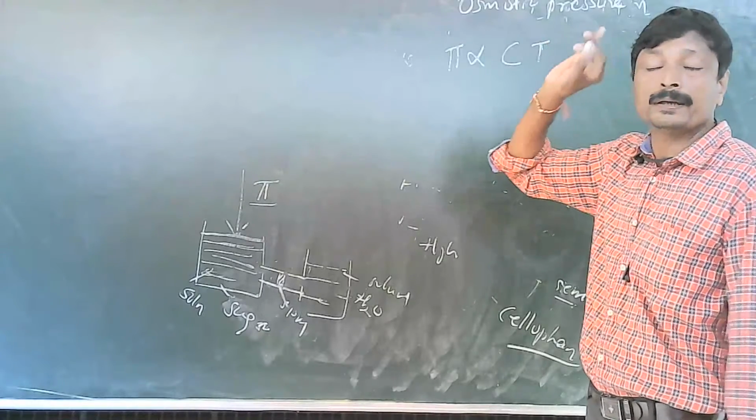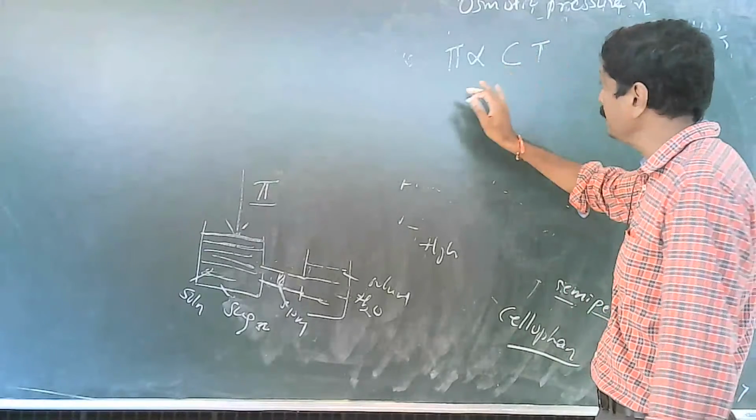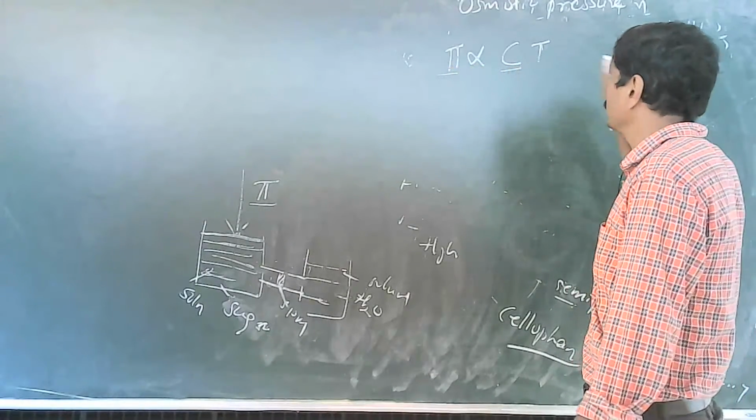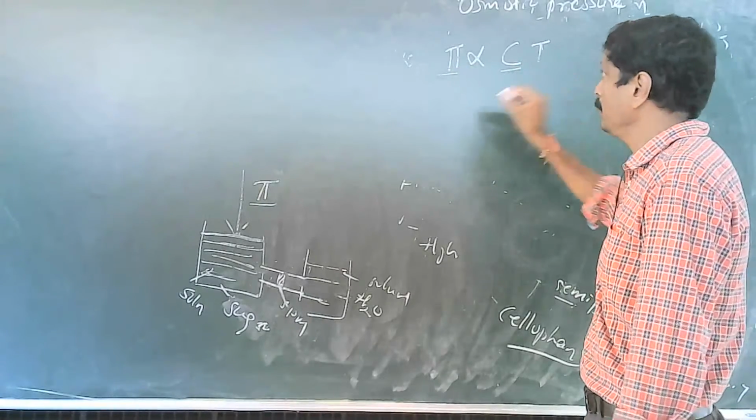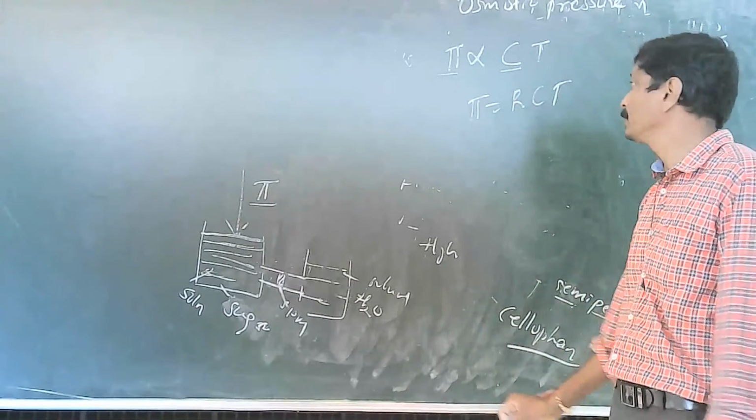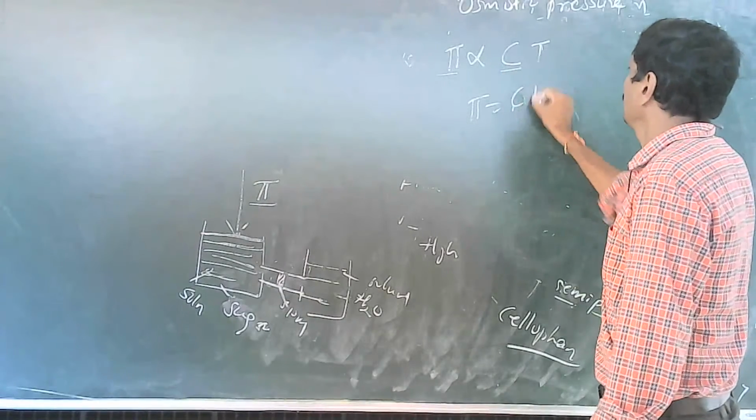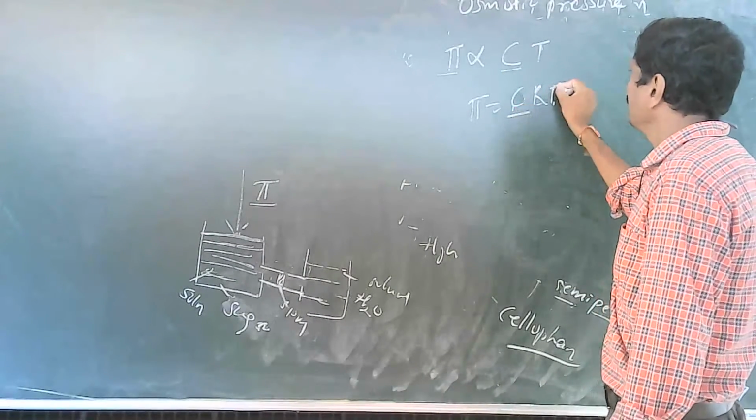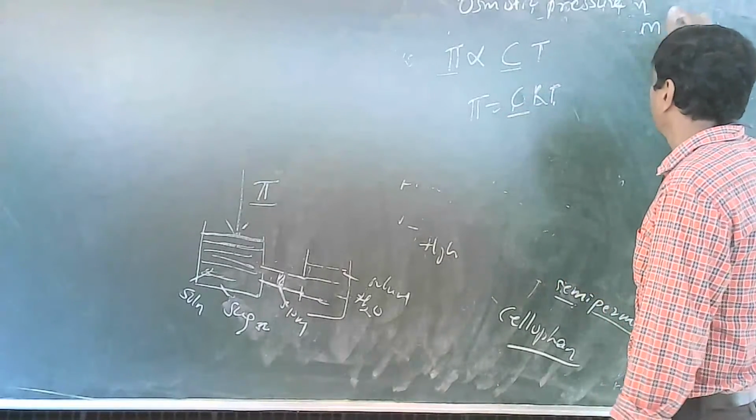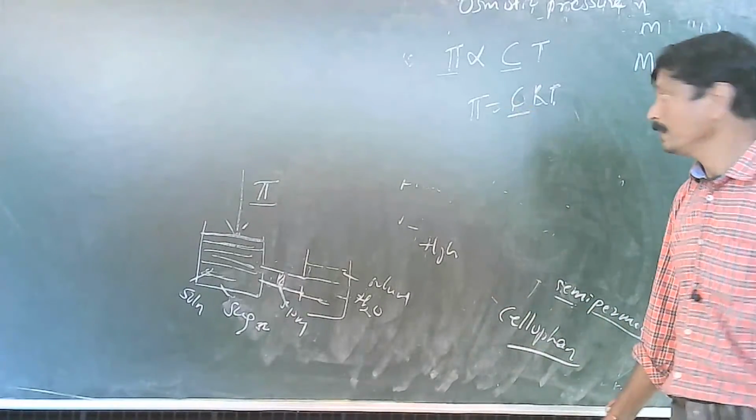In the other two cases, delta Tb is proportional to the molality, and delta Tf is proportional to the molality. Here, pi, the osmotic pressure, is directly proportional to the molar concentration and the temperature. You can use R as the proportionality constant. Pi is equal to CRT. What is C here? Here it is the molar concentration. In the other two cases, we used the molality. Here C is the molar concentration.